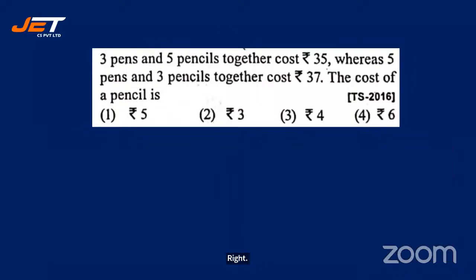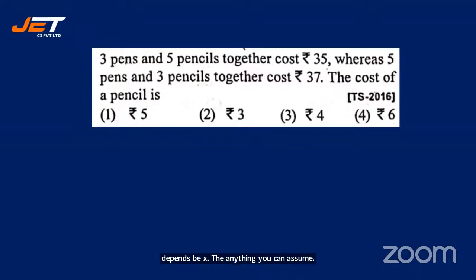3 pens and 5 pencils together cost 35 rupees, whereas 5 pens and 3 pencils together cost 37 rupees. What is the cost of a pencil? Yes, quickly do it and tell me. You can assume let the pens be X, the pencils be Y. Anything you can assume, right?